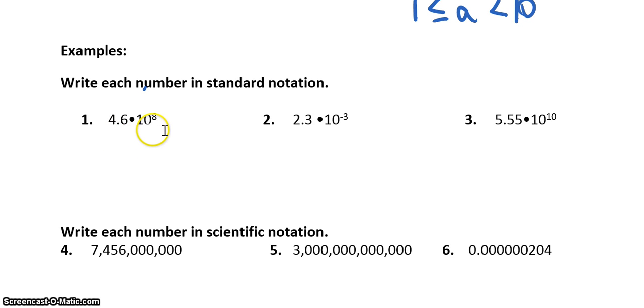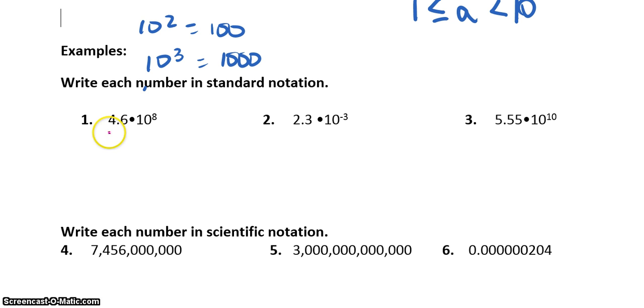Okay, so we're going to start with, look at where your decimal point is, and you want to move it. It's going to be multiplied by 10 to the 8th. Well, we talked about yesterday that 10 to the 8th would have 8 zeros on it. Because if you remember from yesterday, 10 squared equals 100. 10 to the 3rd would equal 1,000. So 10 to the 8th would have 8 zeros.